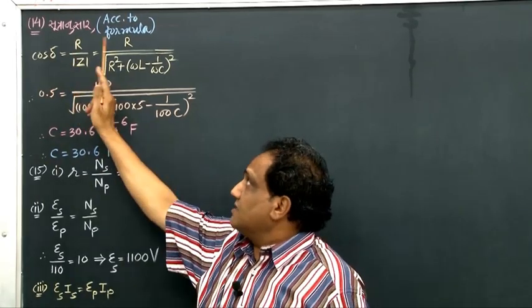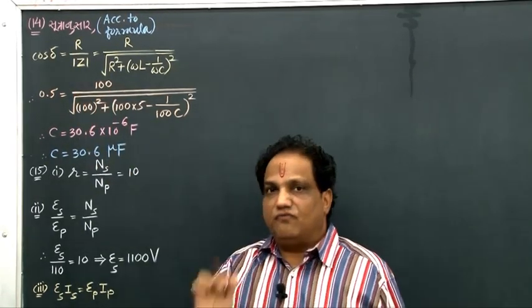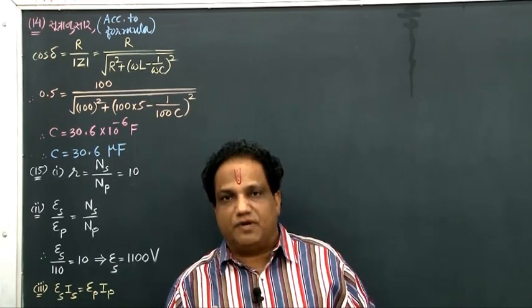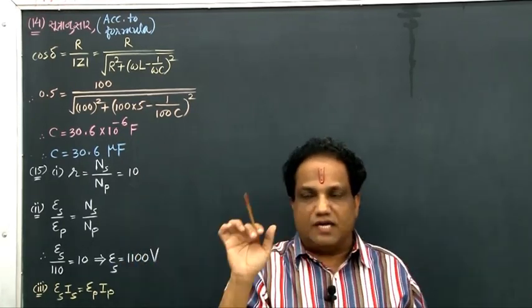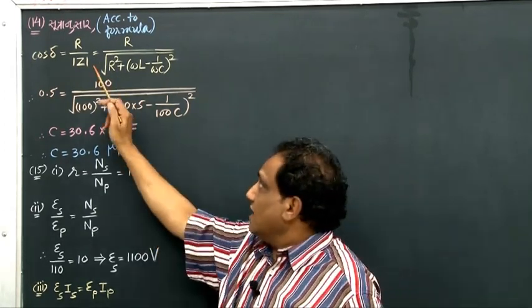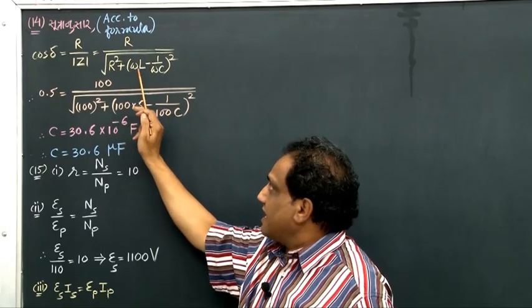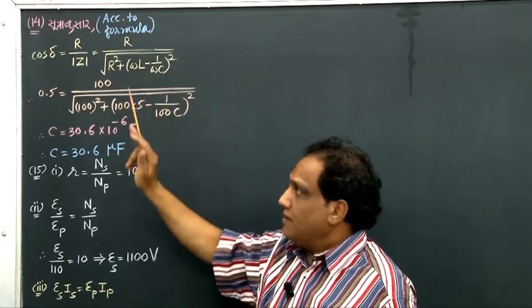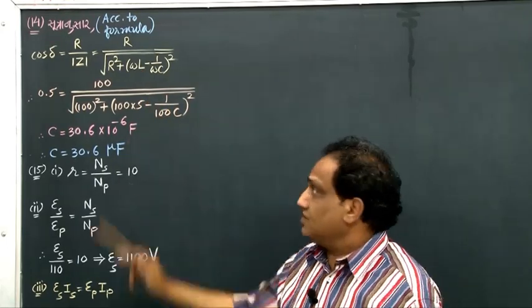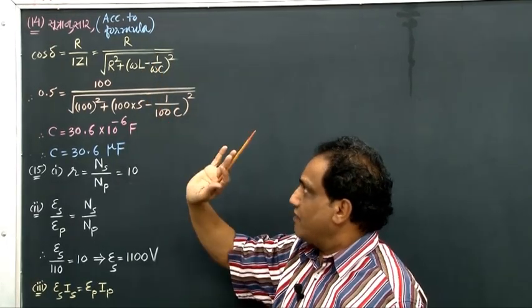Now tell me, R as it is. What about mod Z? For series RLC AC circuit, what is the modulus of complex impedance? It is under root of R square plus (XL minus XC) whole square. But what is XL? It is omega L, and XC is 1 upon omega C, whole square.